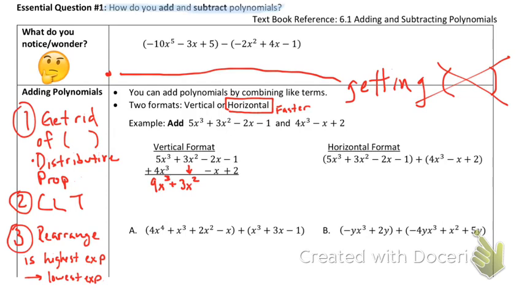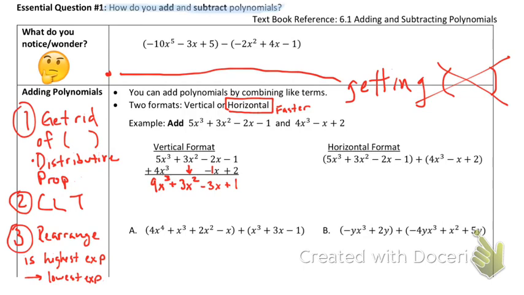Common mistakes on these combining like terms are just the signs, adding and subtracting positive and negative numbers. So if you look here, we have a negative 2, and negative x is really just a negative 1x. So negative 2 with negative 1, that's going to give me a negative 3x. And then we move on to the constants, negative 1 and positive 2. We're left with a positive 1. Okay? And that is the vertical format.